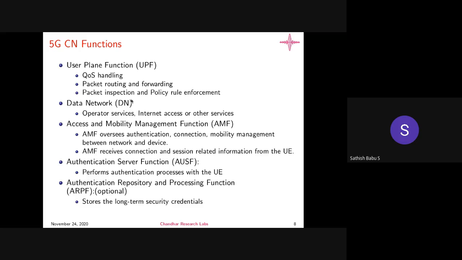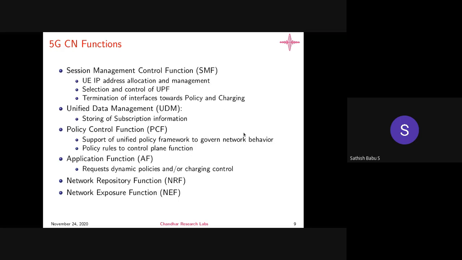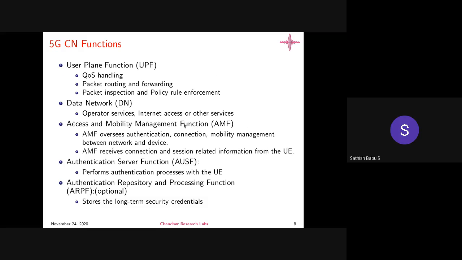So your user plane network will be connected with your data network. Now, access and mobility management function, as I told earlier, checks the authentication, connection and mobility management between the network and the device. Okay, the device here is your mobile phone or your laptop, whatever else, and it also receives the connection and session related information from the user equipment. So it deals with both user equipment and also with the network. Here the network is nothing but the gNB.